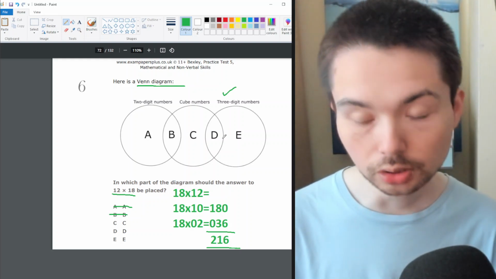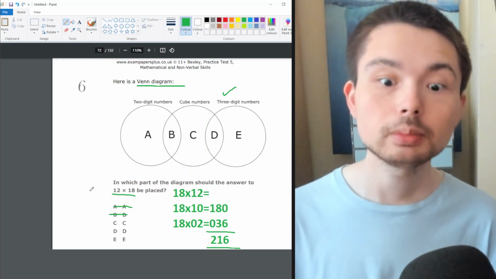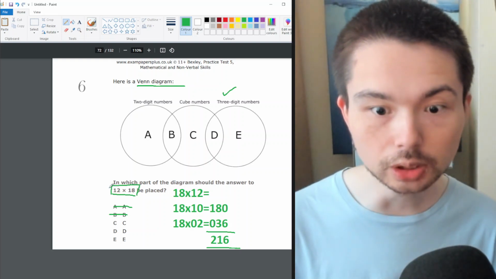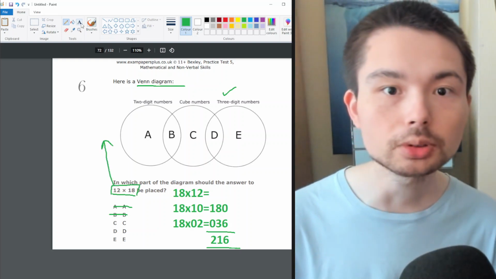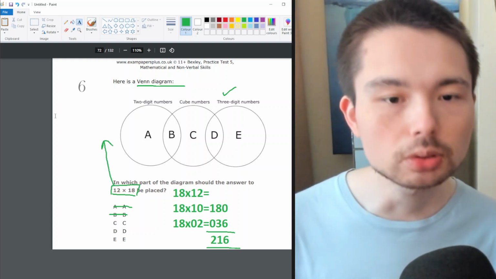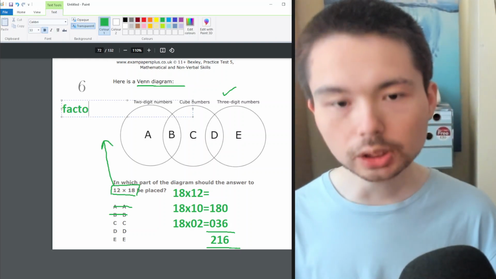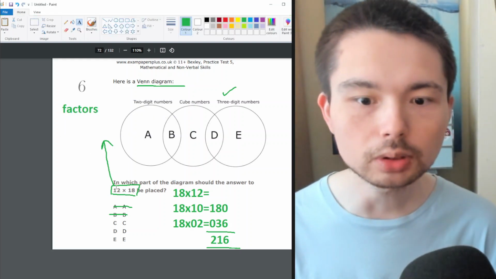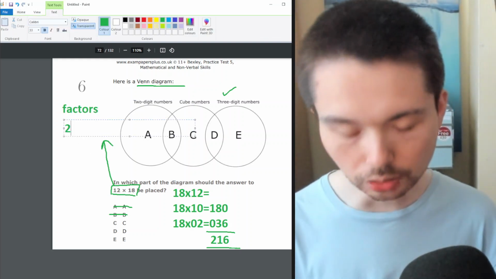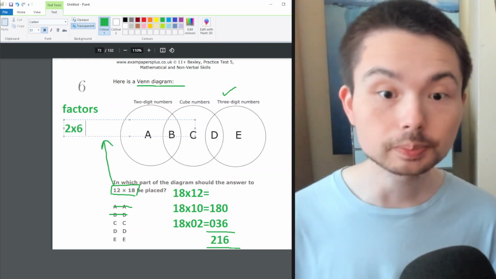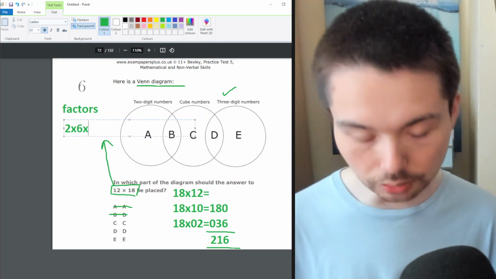It might be C because it's a cube number. Maybe. Well, let's break this down. Before I just tell you the answer, no way. I don't do that. Break it down into factors. This is how I approach numbers. This is how I look at numbers. If you look at 12, that's 2 times 6. Okay, well, so what? 18 is what times what? It is 3 times 6.